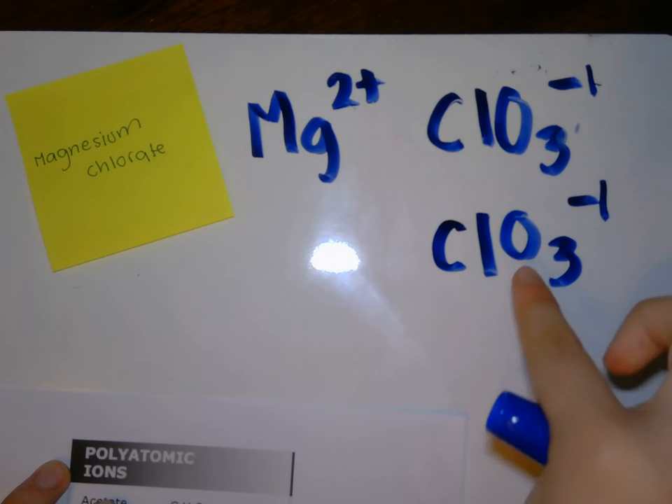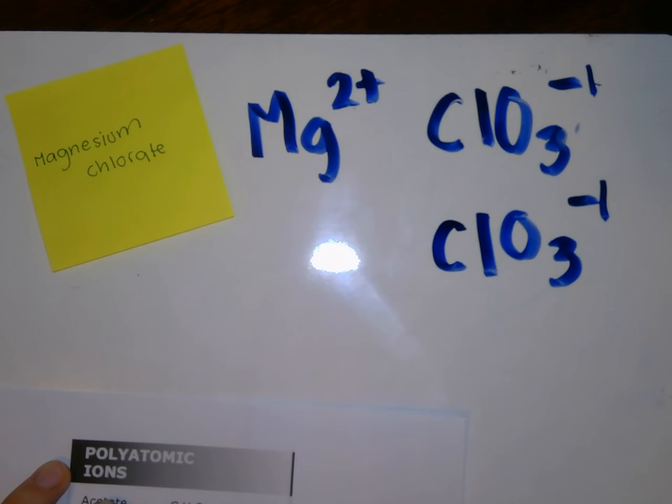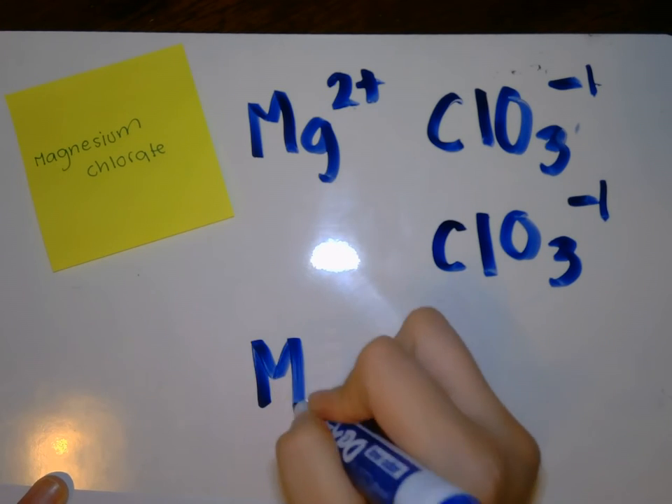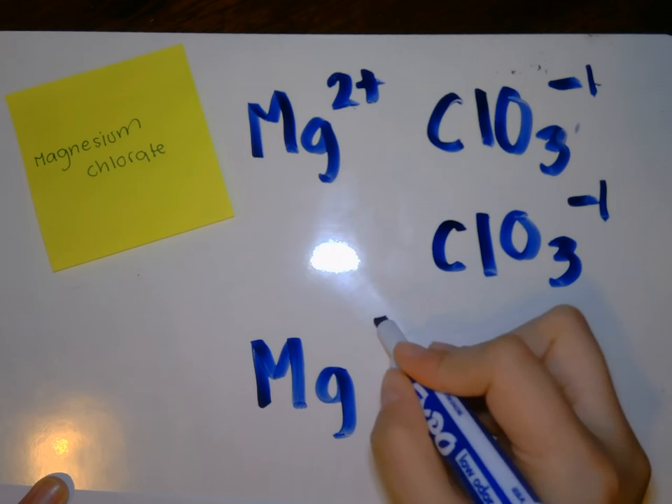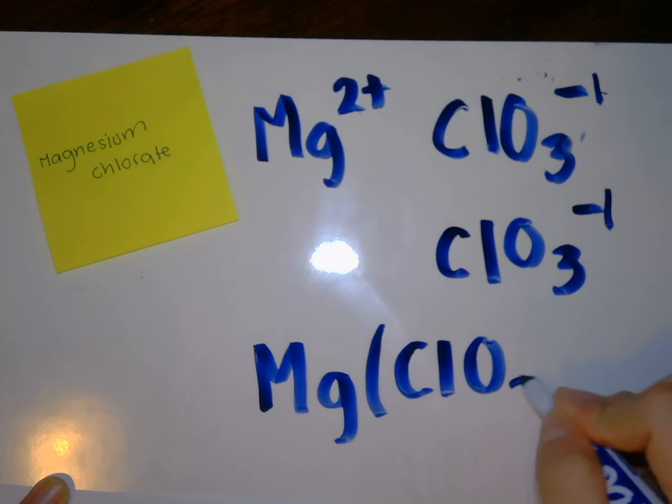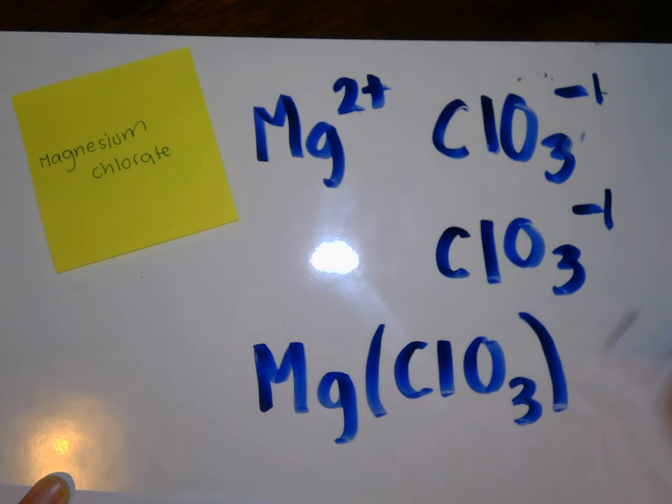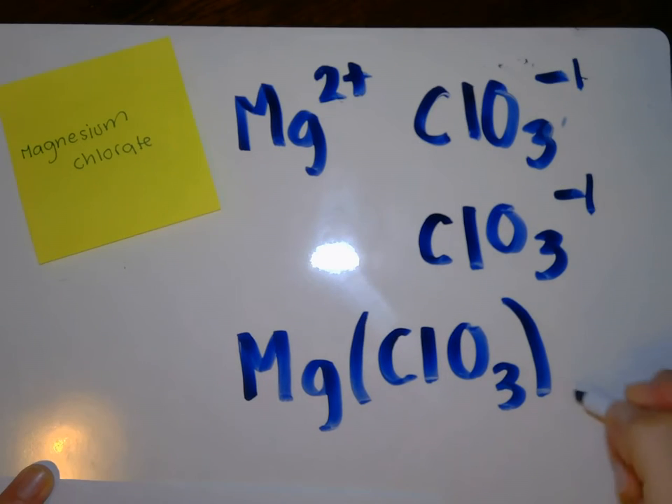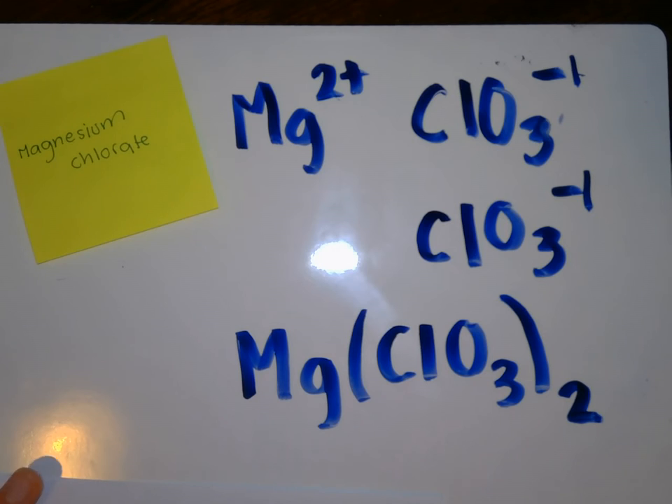So 2 of these will counteract this 2 positive charge. So my final formula is going to be Mg, and that's 1 only. I'm going to put my polyatomic ion in parentheses, and I need 2 of them, so I'm going to do a little 2 subscript.